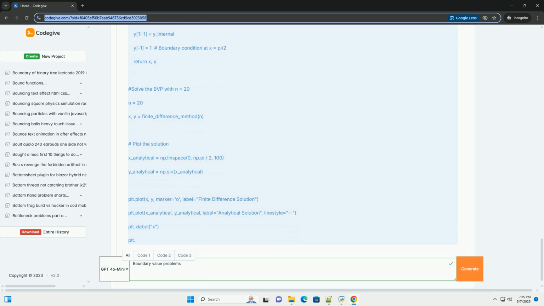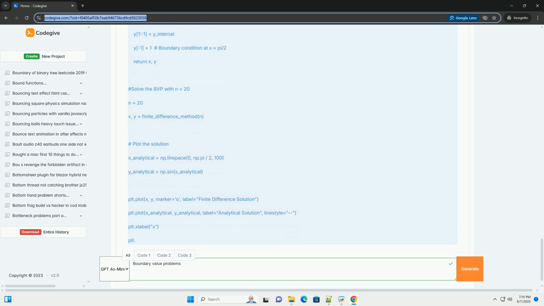4. Matrix representation: we can represent the system of equations in matrix form as Ay equals b, where A is an n by n matrix with diagonal elements equal to minus 2 plus h squared, off diagonal elements equal to 1, and all other elements equal to 0. This is a tridiagonal matrix. y is a vector of length n containing the unknown values y_1, y_2, up to y_n at the internal grid points.